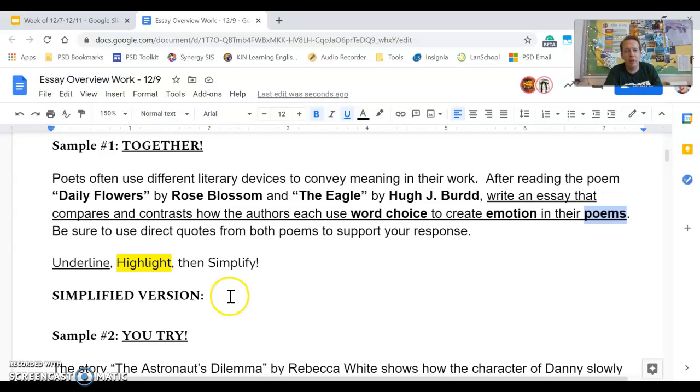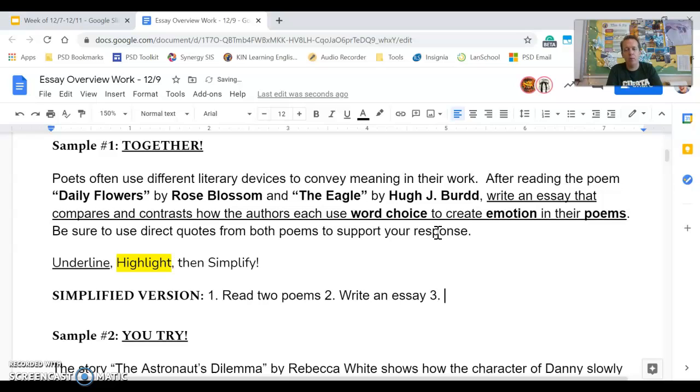Okay, and then we would simplify it. To simplify it just means put it into basic steps, or put it into a one sentence blip that tells you specifically what your job is. So I usually like to do it in steps. So I would say step 1 is read 2 poems. Step 2 is write an essay.